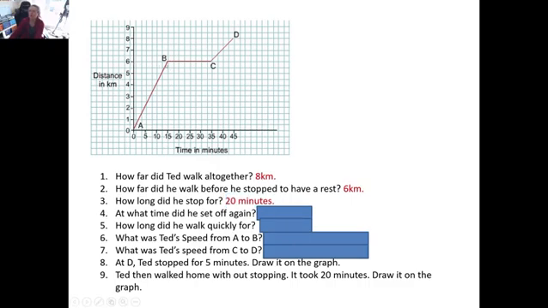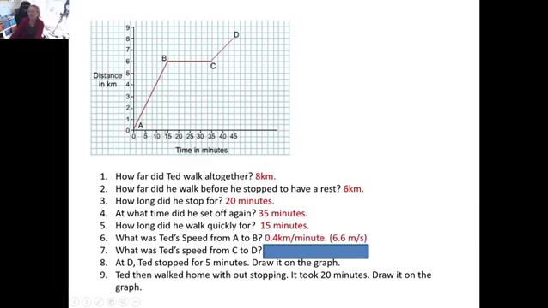How long did he stop for? Well, he stopped from 15 minutes to 35 minutes, so in total he stopped for 20 minutes. At what time did he set off again? And that was at time 35 minutes. How long did he walk quickly for? Well, quickly is the steepest gradient, and this gradient is steeper than this one. So that was a time of 15 minutes.